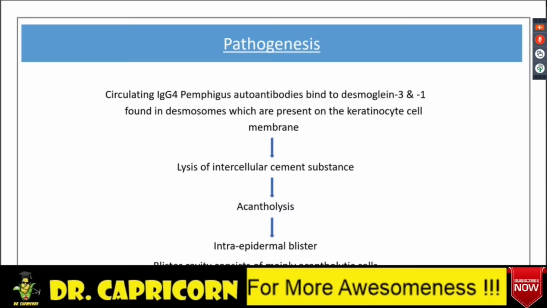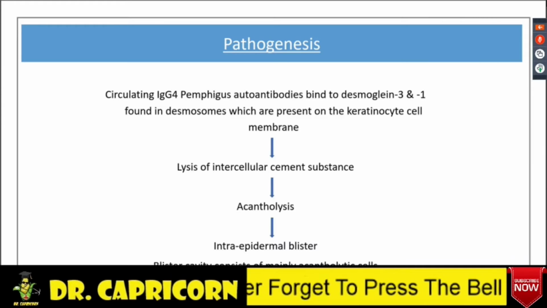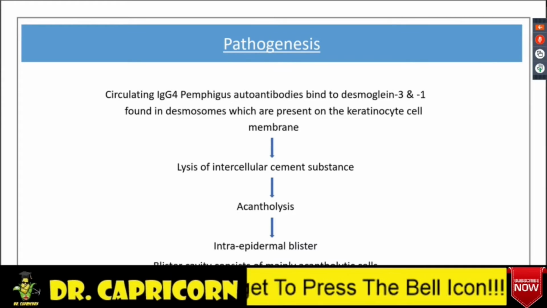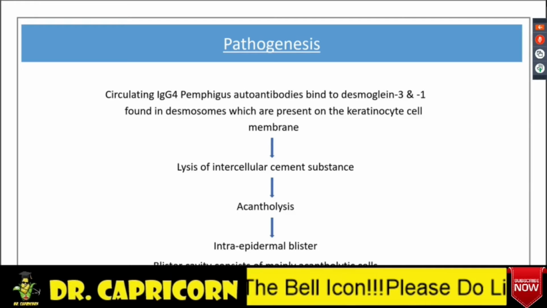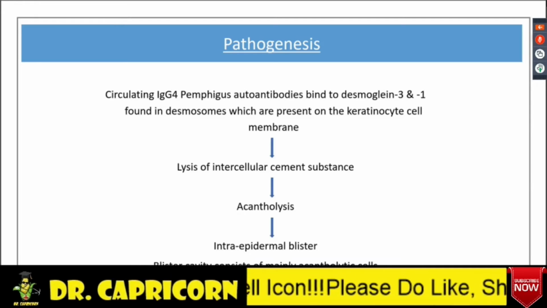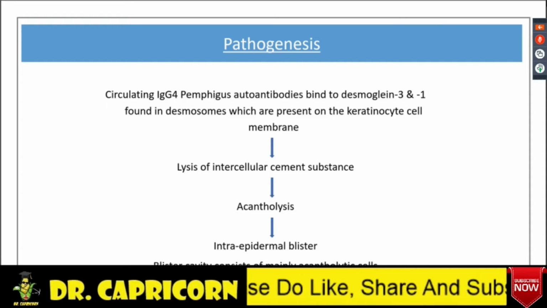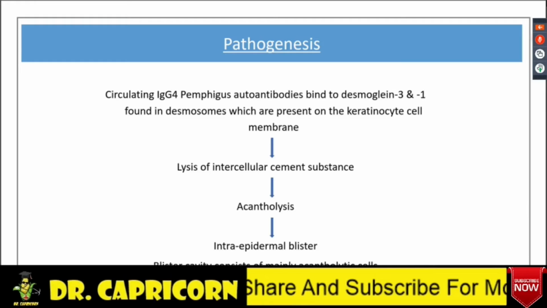Now, coming on to the pathogenesis, circulating IgG4 pemphigus autoantibodies bind to desmoglein 3 and 1, found in desmosomes, which are present on the keratinocyte cell membrane. In the initial pathology, I told you the desmosome is the target. Then there is lysis of the intercellular cement substance, which leads to acantholysis. The individual keratinocytes are separated, which leads to formation of an intraepidermal blister. The blister cavity contains mainly acantholytic cells.